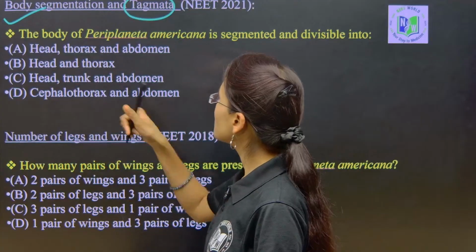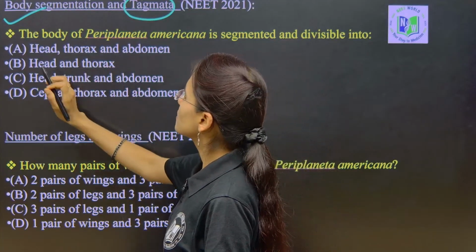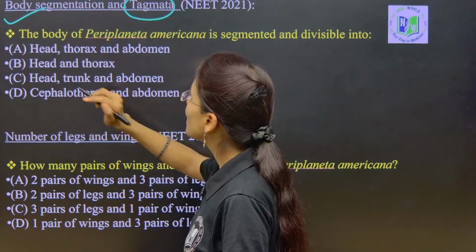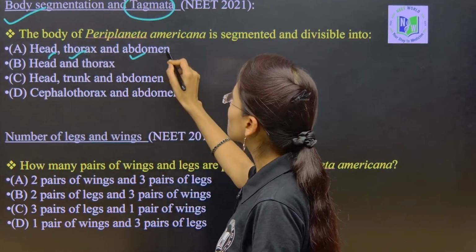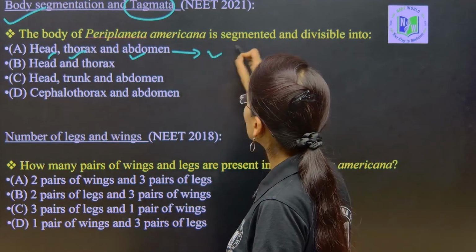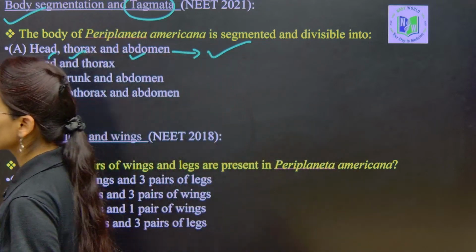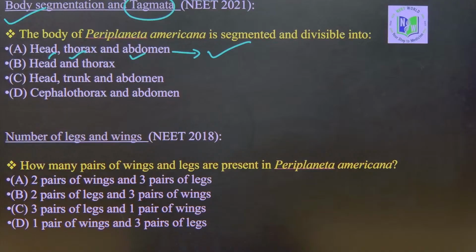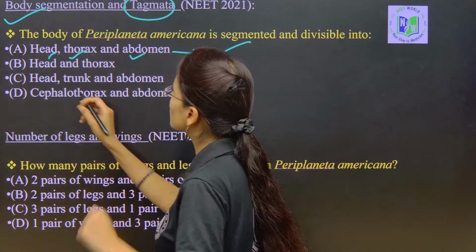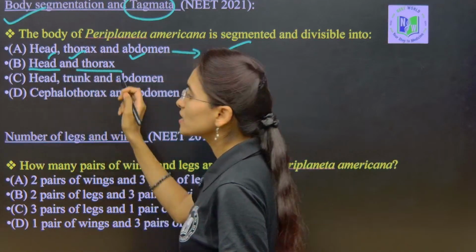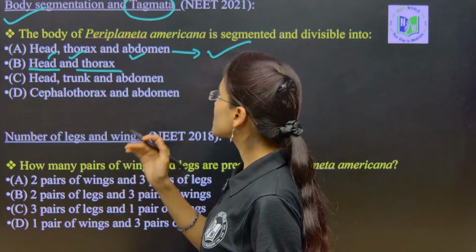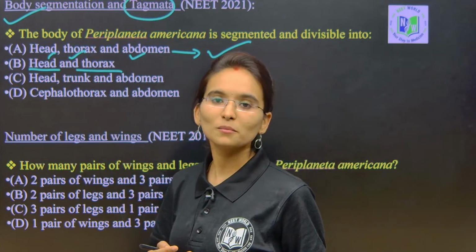See here, the given options are... First we will look into option A, head, thorax and abdomen. So this is going to be the right answer. Now let's have a look at the remaining options. Head and thorax: wrong, my dear students. We can see the head and thorax, but the next one, the segments in the abdomen, is missing.